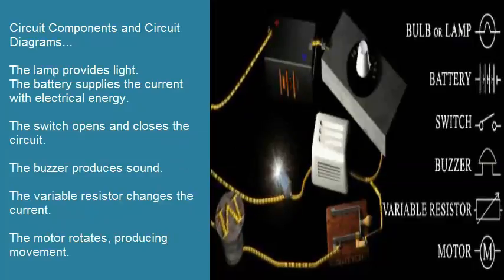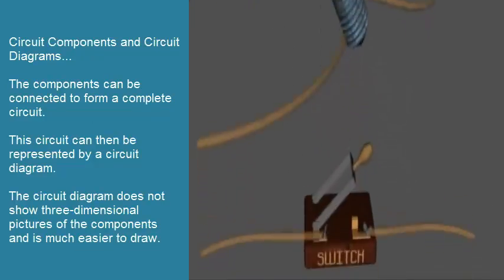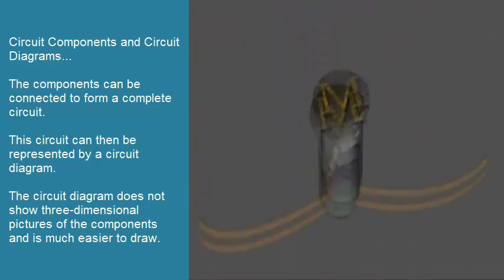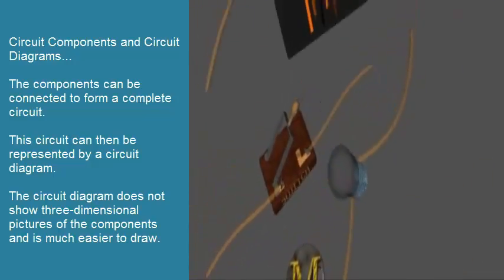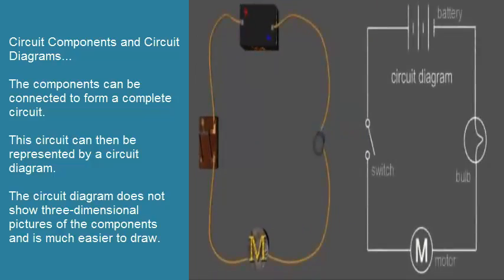The lamp provides light. The battery supplies the current with electrical energy. The switch opens and closes the circuit. The buzzer produces sound. The variable resistor changes the current. The motor rotates, producing movement. The components can be connected to form a complete circuit. This circuit can then be represented by a circuit diagram. The circuit diagram does not show three-dimensional pictures of the components and is much easier to draw.